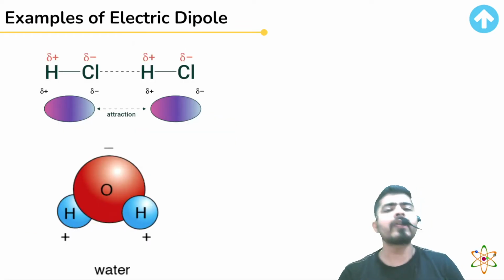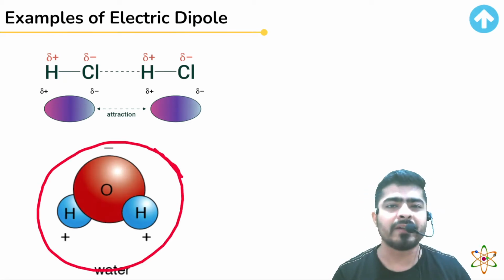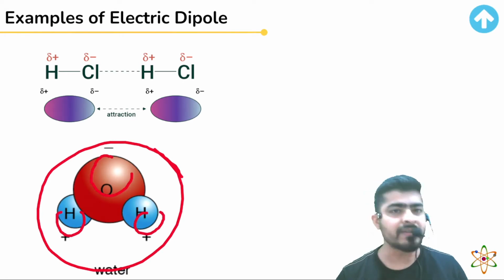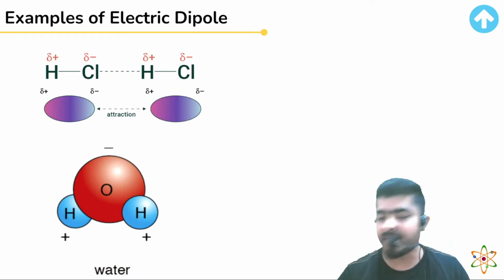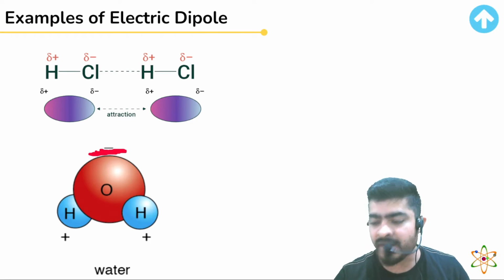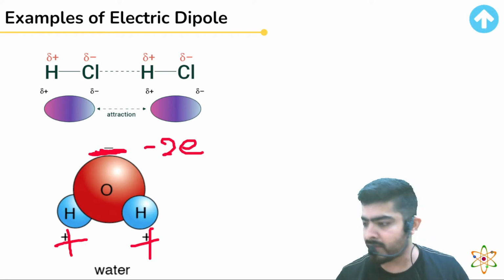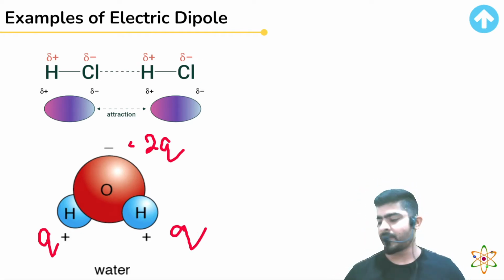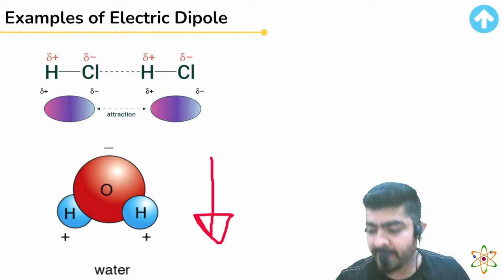Now, where do we observe dipoles in our day-to-day life? The most common example of a dipole is the water molecule. Water molecule has got oxygen and two hydrogen atoms. Now the electrons are attracted more towards the oxygen atom. So there's a net negative charge in the direction of oxygen and a net positive charge in the direction of hydrogen. So this would be minus 2q, then you have your plus q, plus q, so that becomes your dipole. Then the dipole moment for H2O will be pointing in this direction.